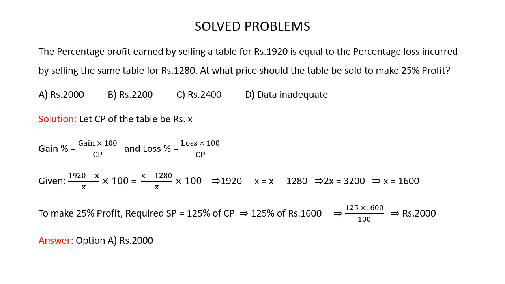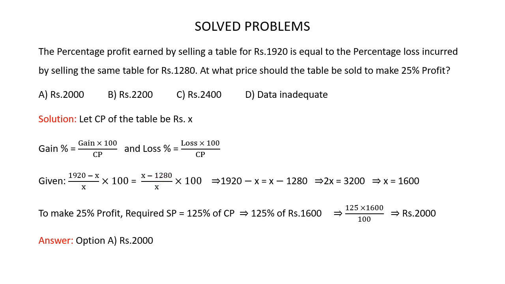We know that gain is equal to selling price minus cost price. So gain is 1920 minus X. Now it's also given that if the table is sold for rupees 1280, there is a loss. So selling price is rupees 1280, cost price is X. We know that loss is equal to cost price minus selling price. So loss is equal to X minus 1280.